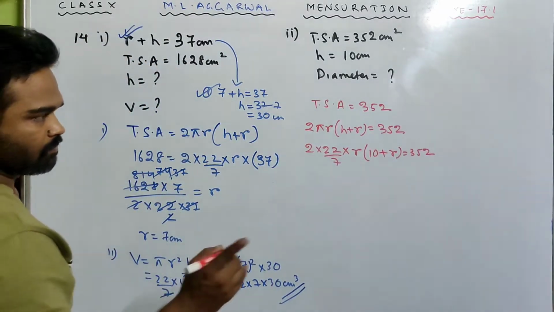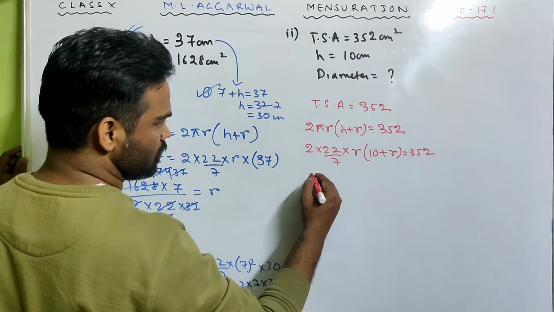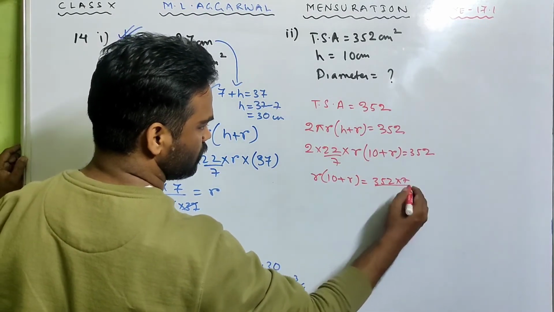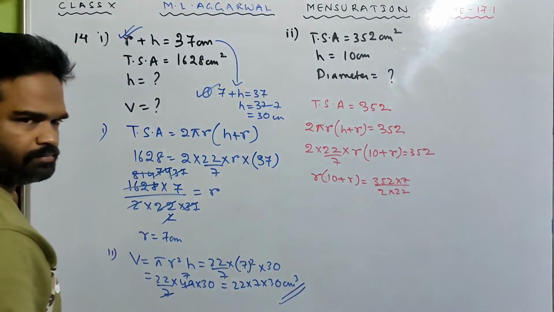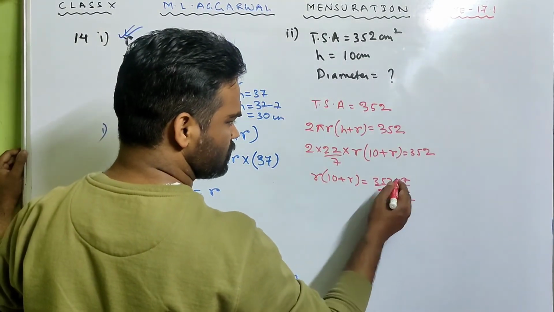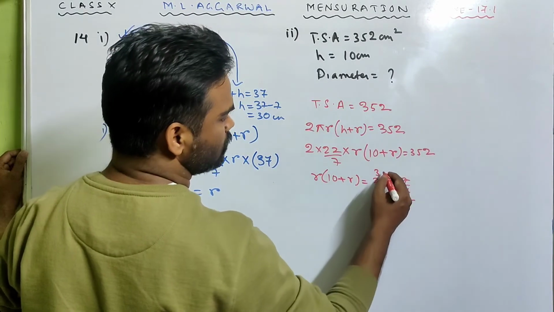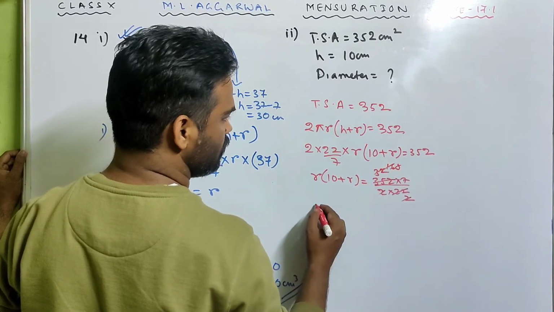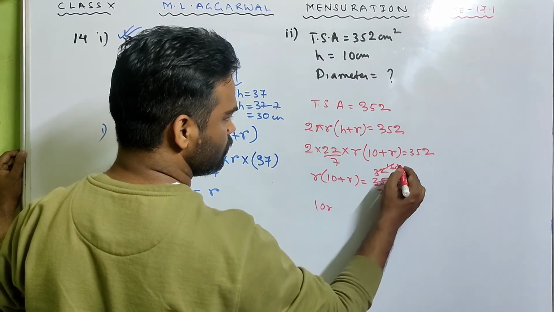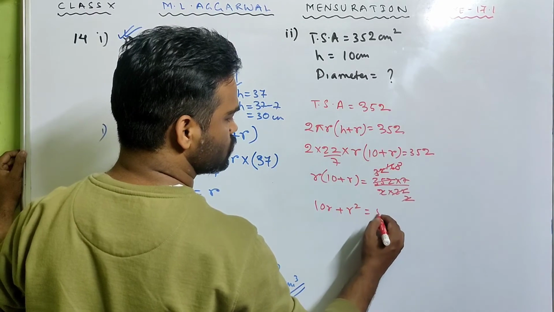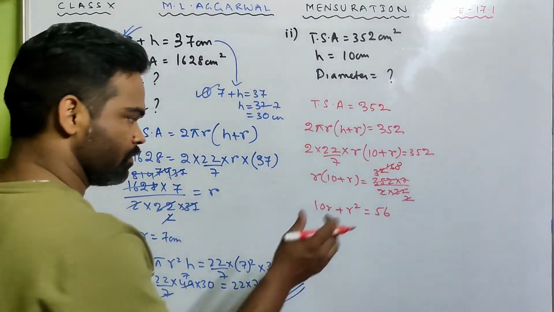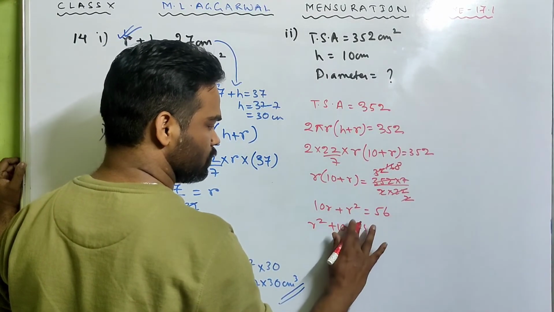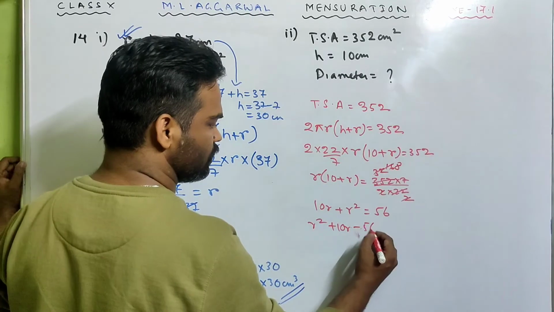Yes or no? Now look carefully. This is R. 10 plus R is equal to 352 into 7 by 2 into 22. Solve it. 11 2 times, 11 3 times, 33 2 times, 2 1 time, 2 16 times, 2 1 time, 2 8 times, which means 10R plus R square equals 56. Am I correct? Just bring it on this side. So R square plus 10R minus 56 equals 0.